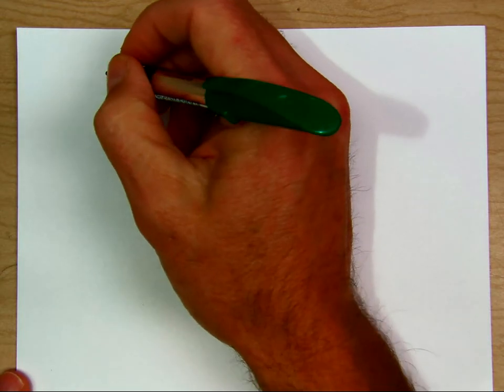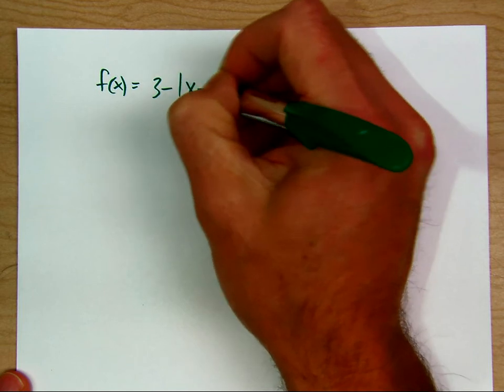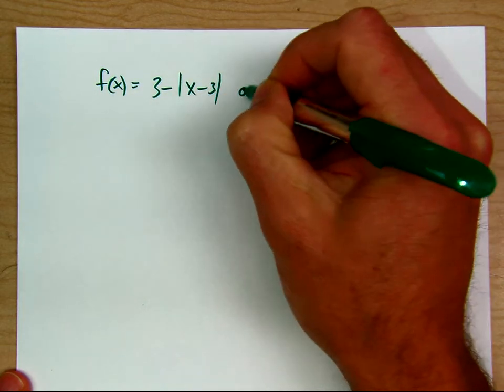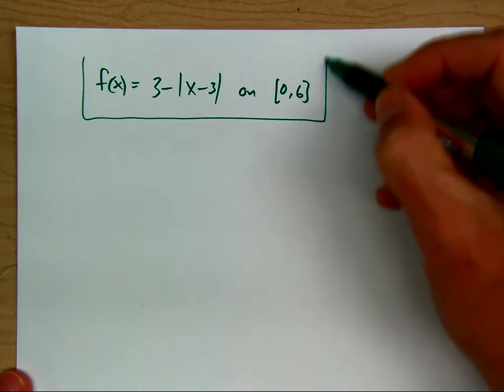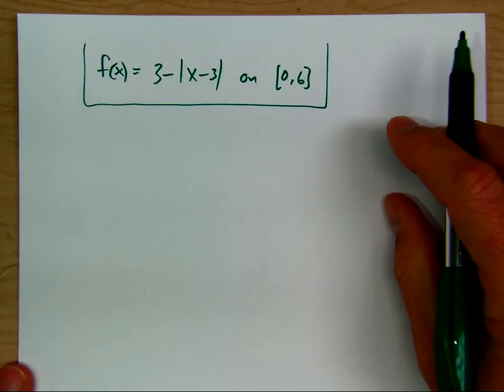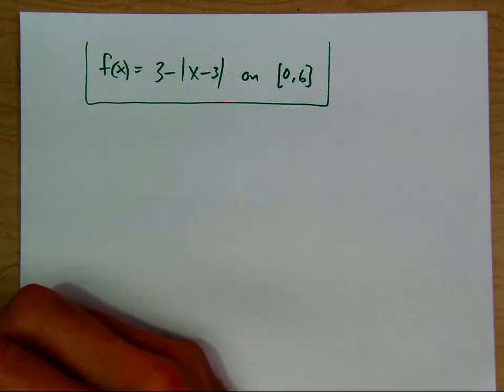Okay, same question, and let's look at f of x equals 3 minus |x minus 3| on [0, 6]. Does Rolle's theorem apply? If it does, find the c guaranteed by Rolle's theorem. Pause the video and try that one.